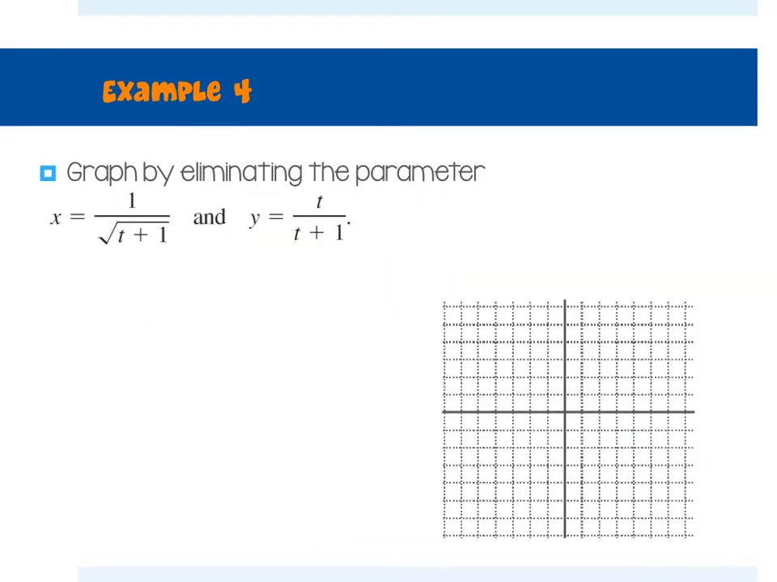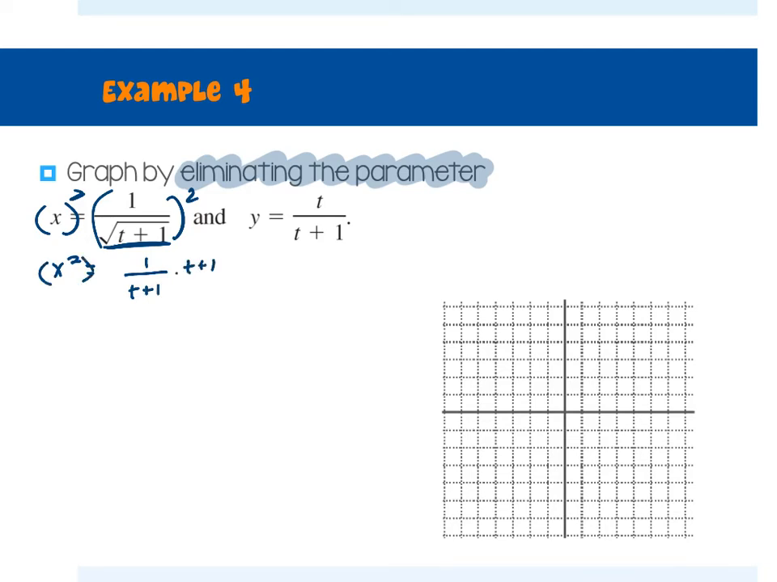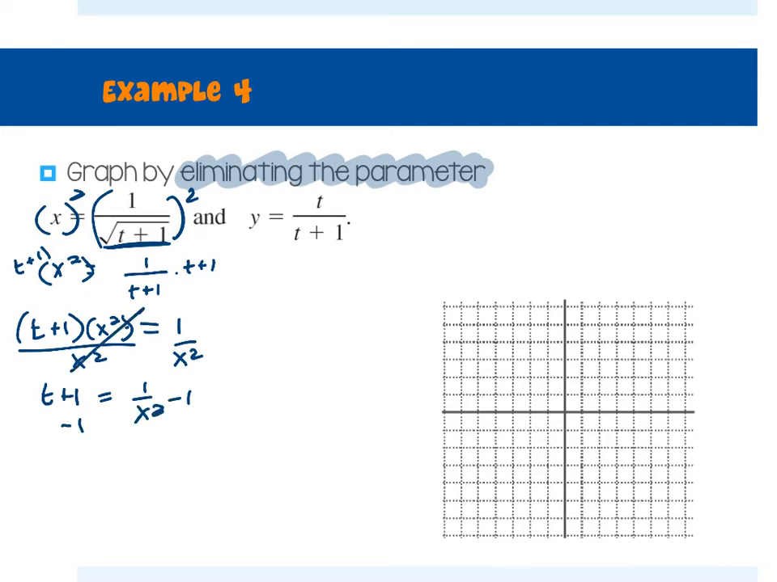Okay, example 4, same set of instructions, graph by eliminating the parameter. So we need to solve one of these equations for t. This time they're both a little complicated. If I want to get rid of this down here, I'd have to square both sides of the equation. I'd get x squared equals 1 over t plus 1. And then I'd have to solve for t. So I'd have to multiply here, here, and then divide both sides by x squared. And then subtract 1.